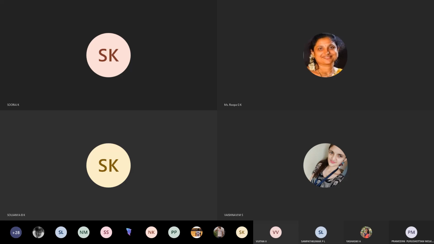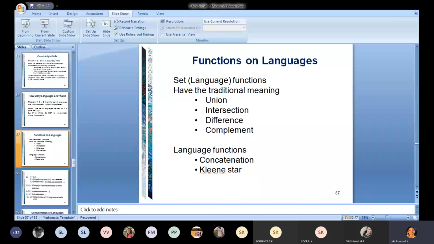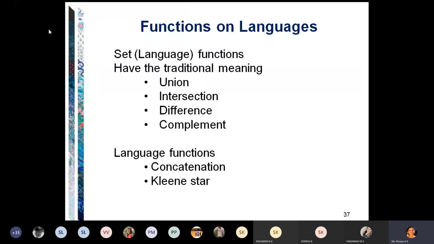Alphabet. A combination of strings, or a collection of strings over an alphabet, is called a language. We have given some examples for languages. Right? A language consisting of A's and B's where the string length is less than 3, or a language consisting of A's and B's where the number of A's is even or odd. Something like that we can define for a language.